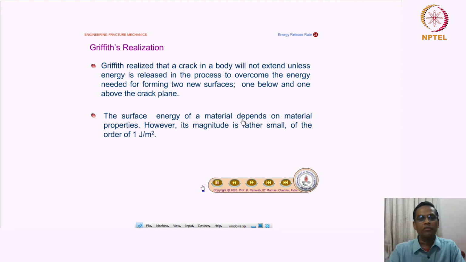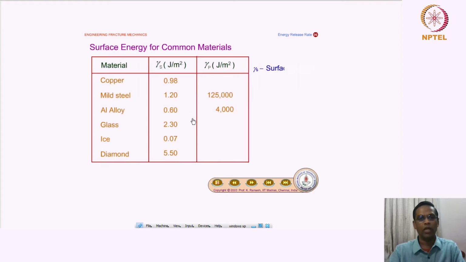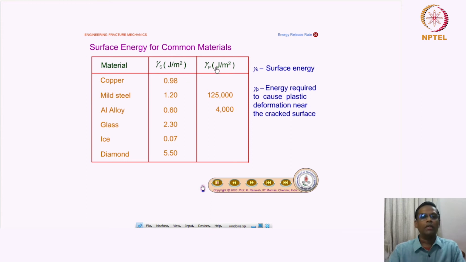The surface energy of the material depends on material properties. However, its magnitude is rather small, of the order of 1 joule per meter square. So what are the surface energies we are aware of? If you look at common materials, for copper it is 0.98. Surface energy is denoted as gamma S, which has units of joule per meter square. The other parameter you are seeing is gamma P. Gamma P is the energy required to cause plastic deformation near the cracked surface.